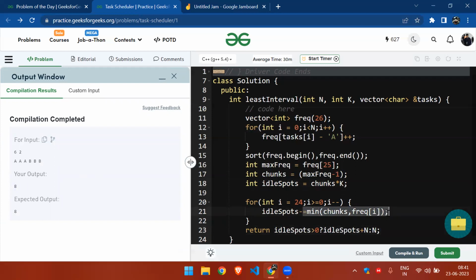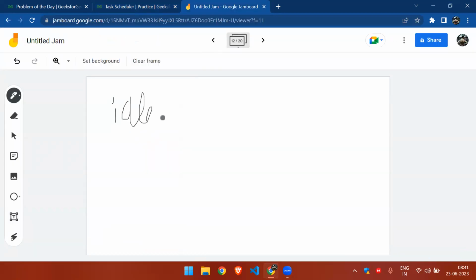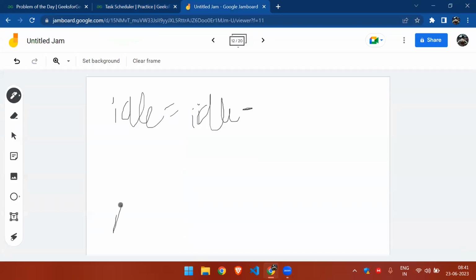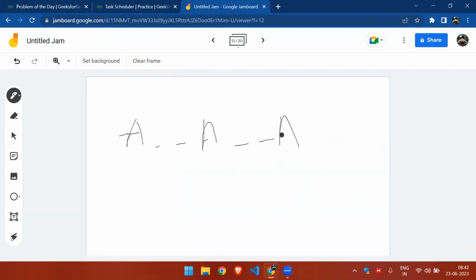So let us understand now line number 21. Line number 21 says that we will be decrementing our idle spots. So idle would be idle minus the minimum of chunks, or the frequency of the character. Let us consider a test case like this: triple A and triple B. Now let me solve it. Let me dry run. We'll be having four idle spots. Now, what is the frequency of B we are having?